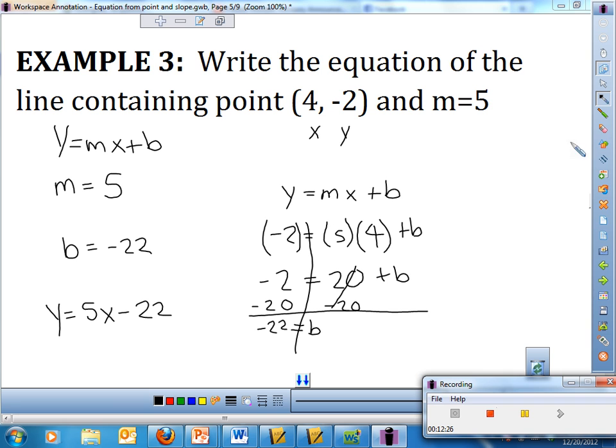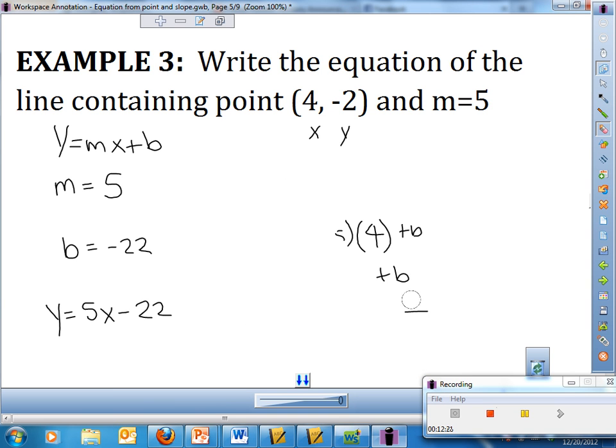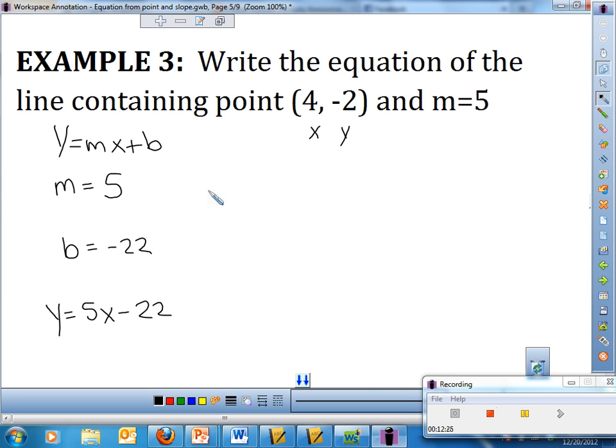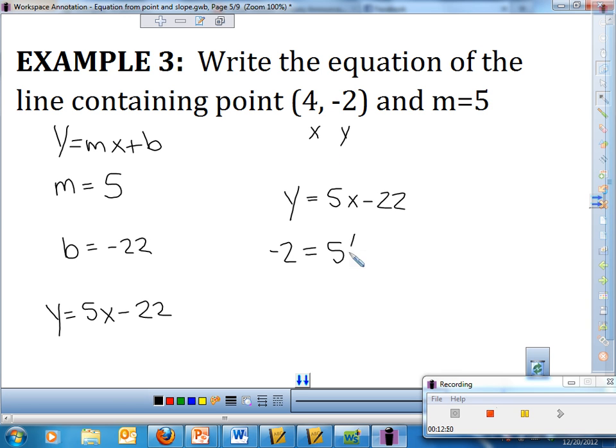Remember that the final step that we should take is that we should make sure that our answer is correct. So I'm going to go ahead and erase this work so I have a little bit more room. And I'm going to say, okay, I think the answer is y equals 5x minus 22. My y value in my point was negative 2. My x value in my point was a positive 4.